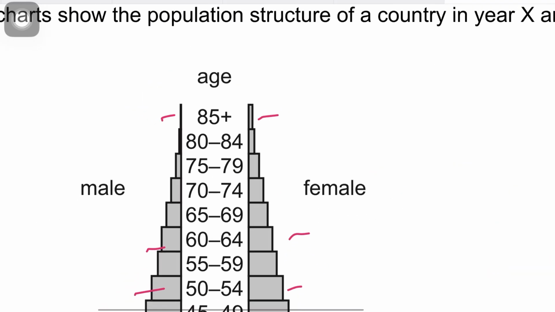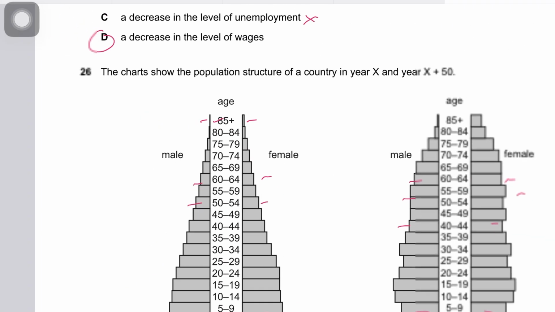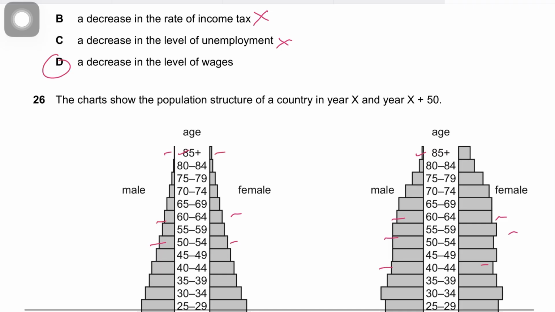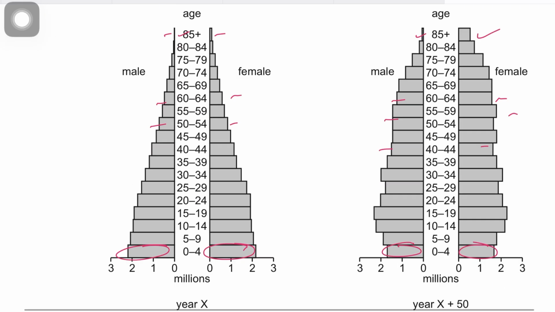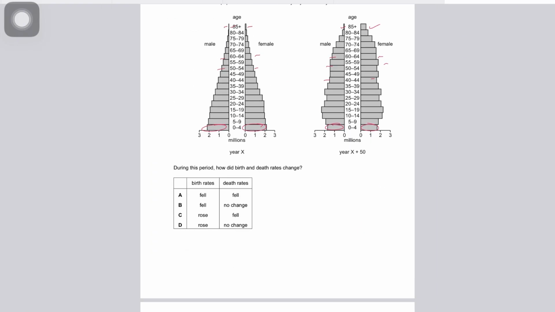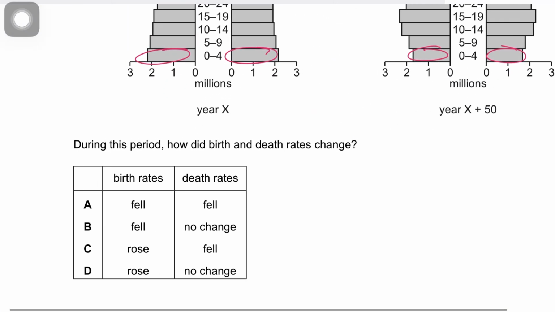There were no males who used to survive at the age of 85 plus in year X. But now you have a few males surviving and you have more females surviving as well. So the upper age groups are becoming much larger. It means more people are surviving into older age. This suggests that people are actually living longer and fewer people are dying at a younger age. This means that your death rate is also falling. So death rate fell, birth rate fell as well. Hence, option A should be the correct answer.